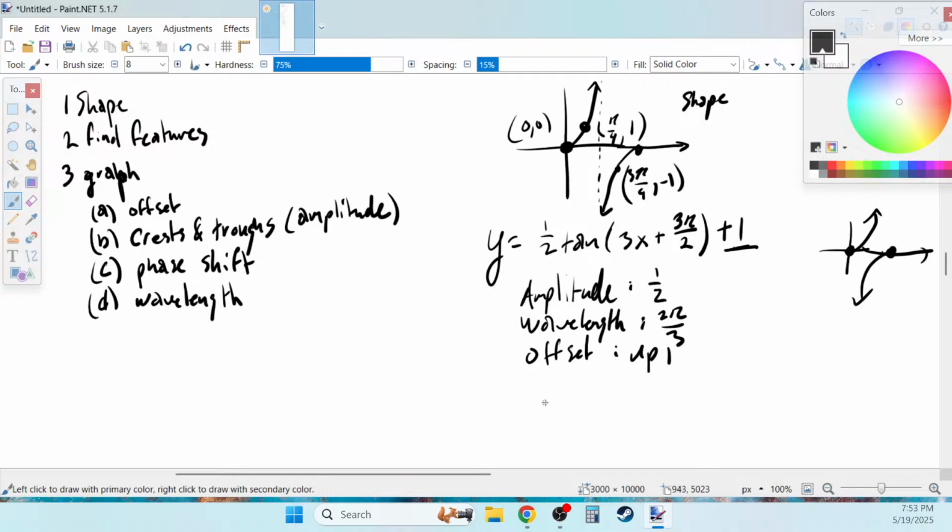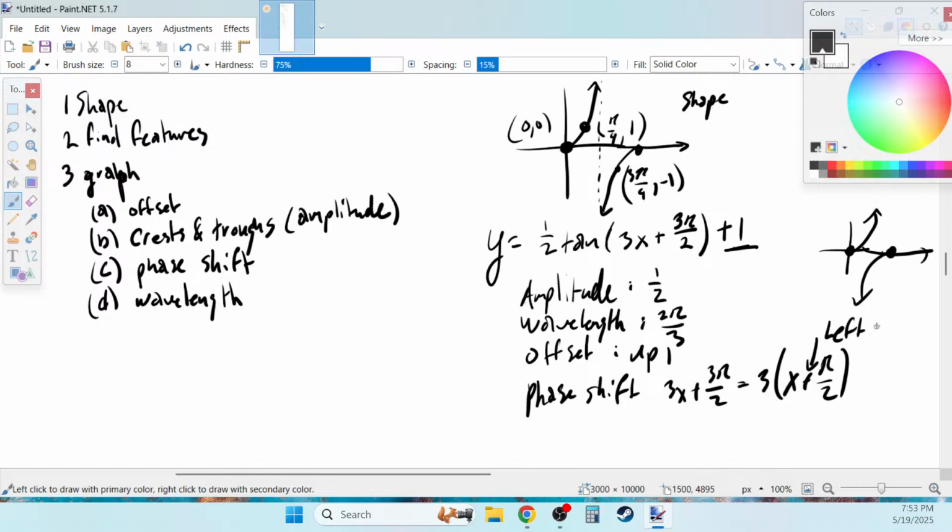It's just this number here. And the phase shift. Well, we're going to factor the 3 out of this. So 3x plus 3 pi over 2 factors as 3 times x plus pi over 2, which means we're going to go to the left by pi over 2.